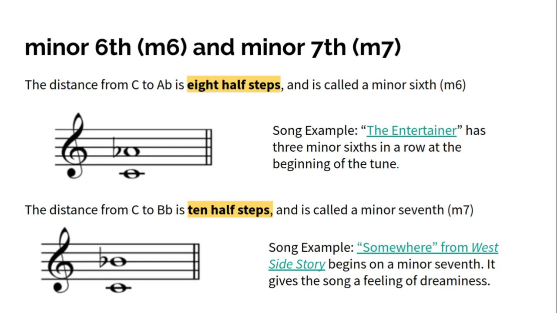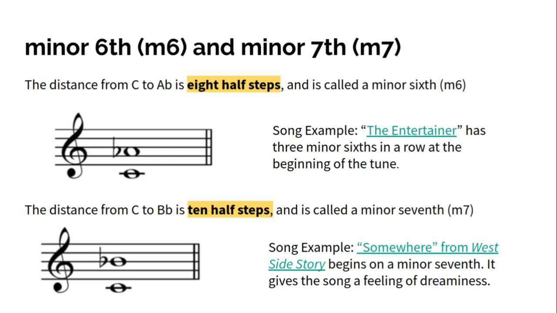After that, we have C to B flat, and we know that C to B is a major seventh, but we lower it a half step, so we call it a minor seventh, a little smaller than usual. A song example would be Somewhere from West Side Story. And there's a really quick 1-minute clip of a phenomenal singer performing Somewhere. Her first couple of notes are a minor seventh.